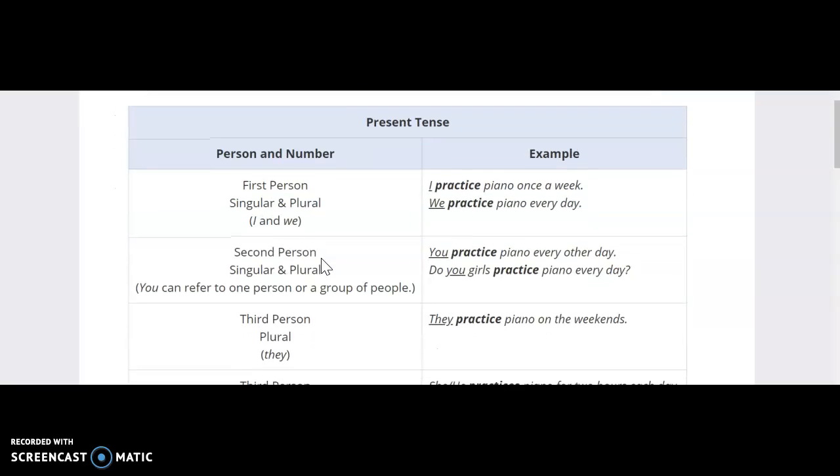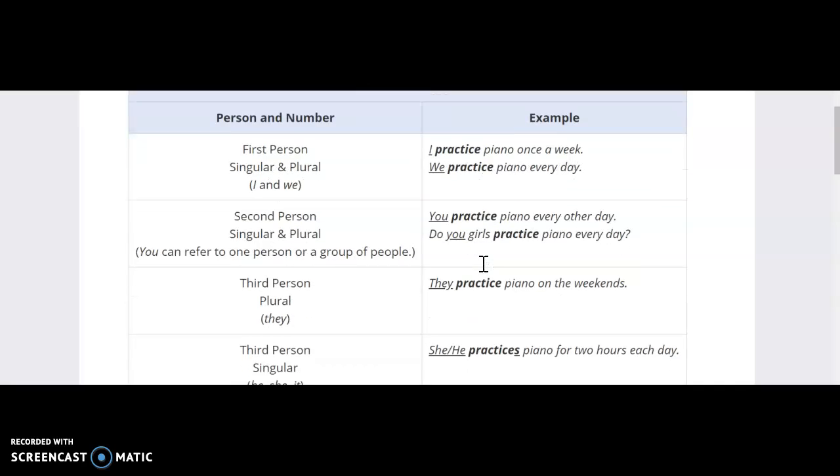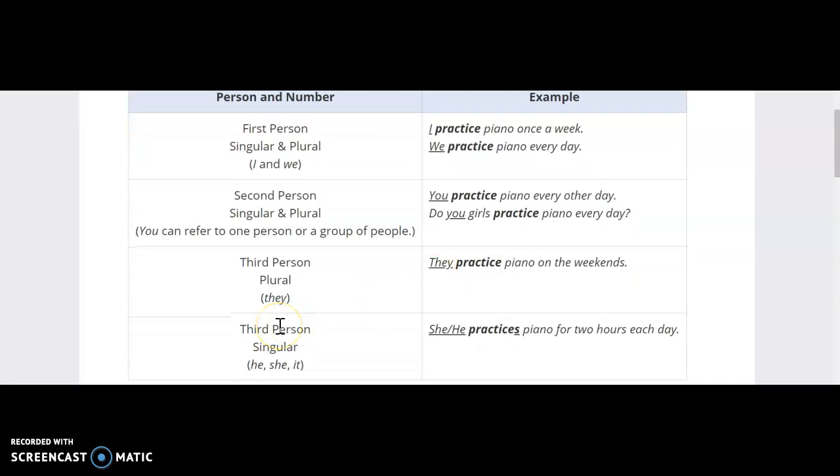For example, let's take a peek. So first person, practice: I practice, that just stays the same, right? It stays the same for second person, as in you practice. But when we go down to the third person singular and we have a he or a she, we end up adding that S. He practices or she practices. It changes its form in that third person singular.